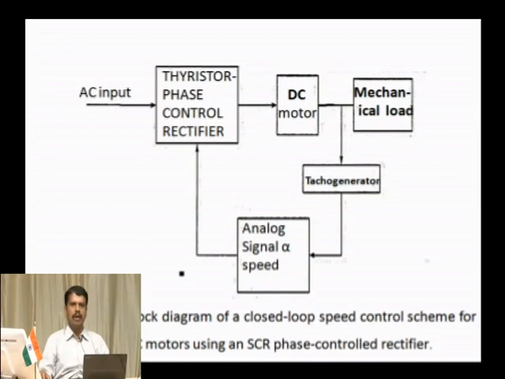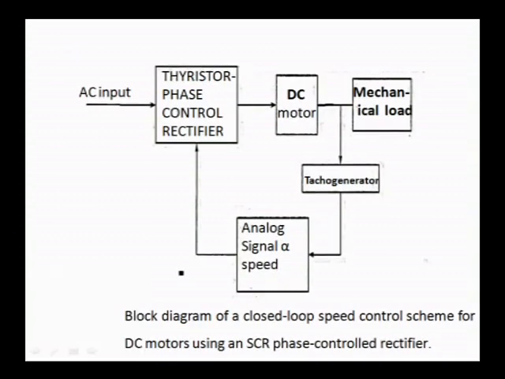Closed loop operation always requires a feedback signal. This is the feedback we are getting. We have a thyristor phase controller, which we already studied, using which we can obtain a variable DC voltage. The AC input is fed to the thyristor phase control rectifier, where you will get a variable DC voltage. That is fed to the DC motor. The DC motor is coupled to some mechanical load, whatever it may be. We will continuously be measuring the speed by means of a tacho generator. Its input will be speed and output will be a voltage signal. This analog signal will be proportional.